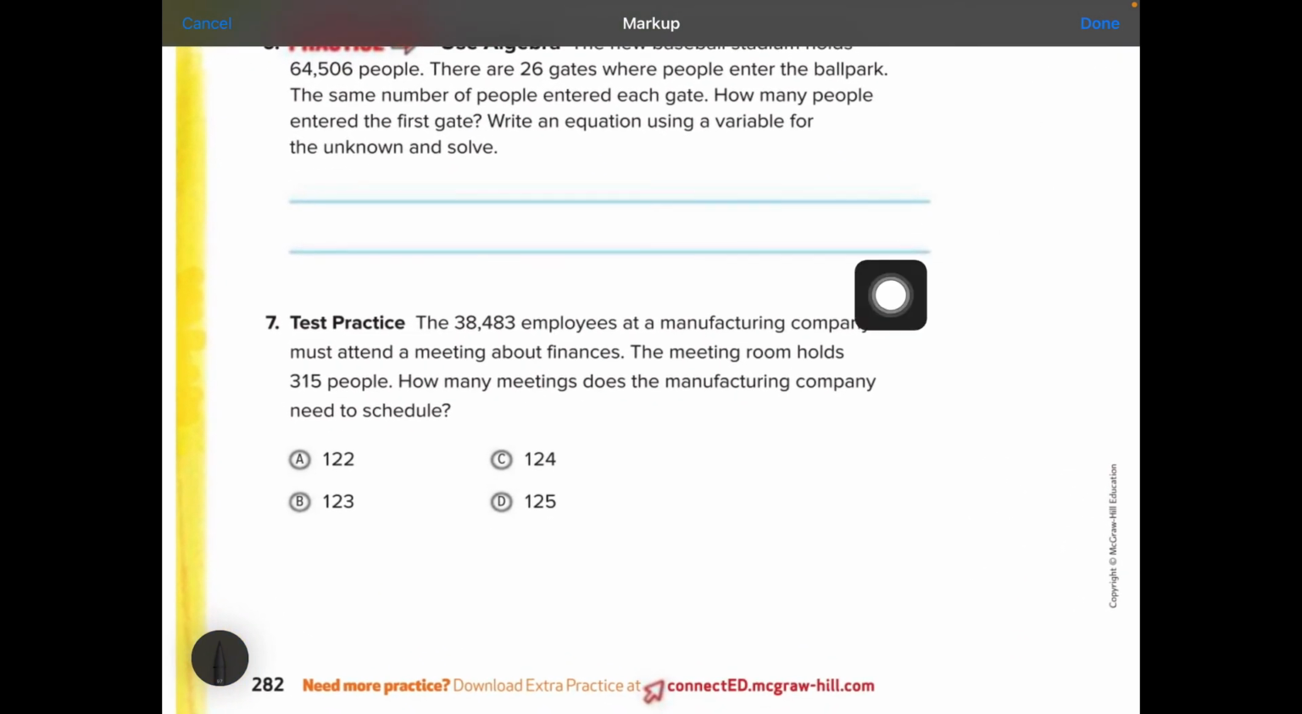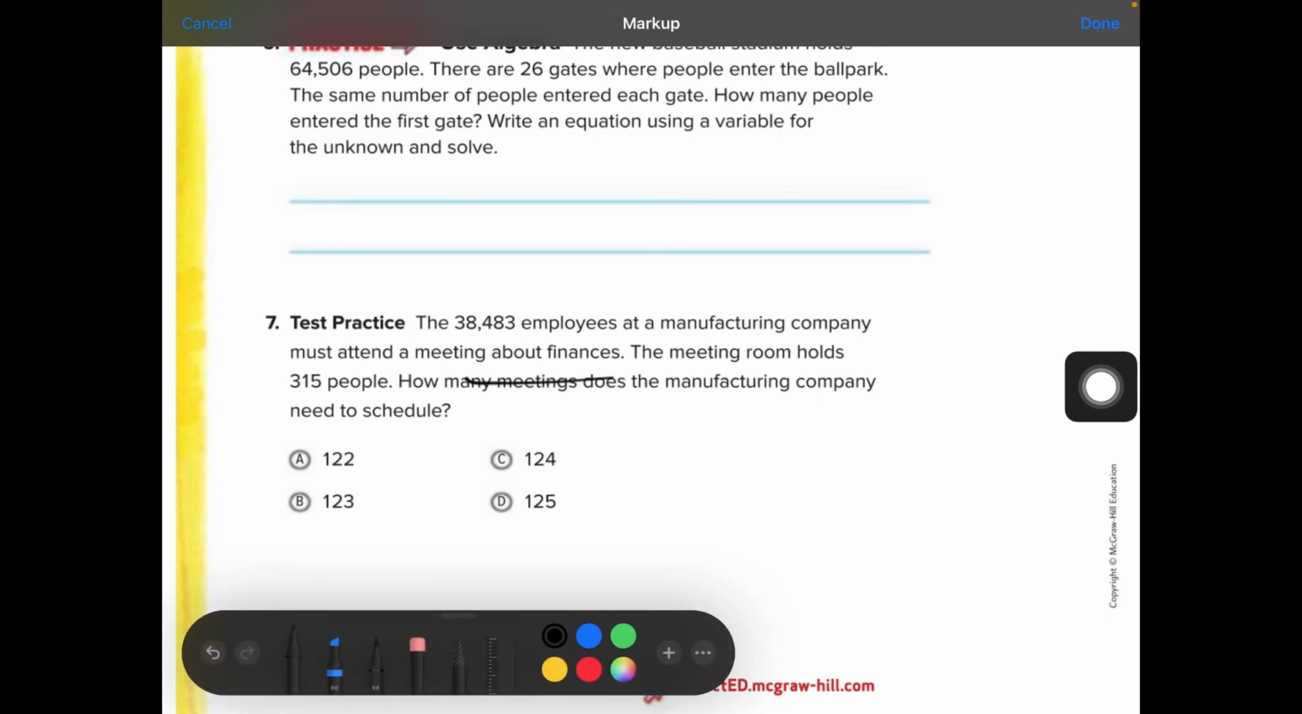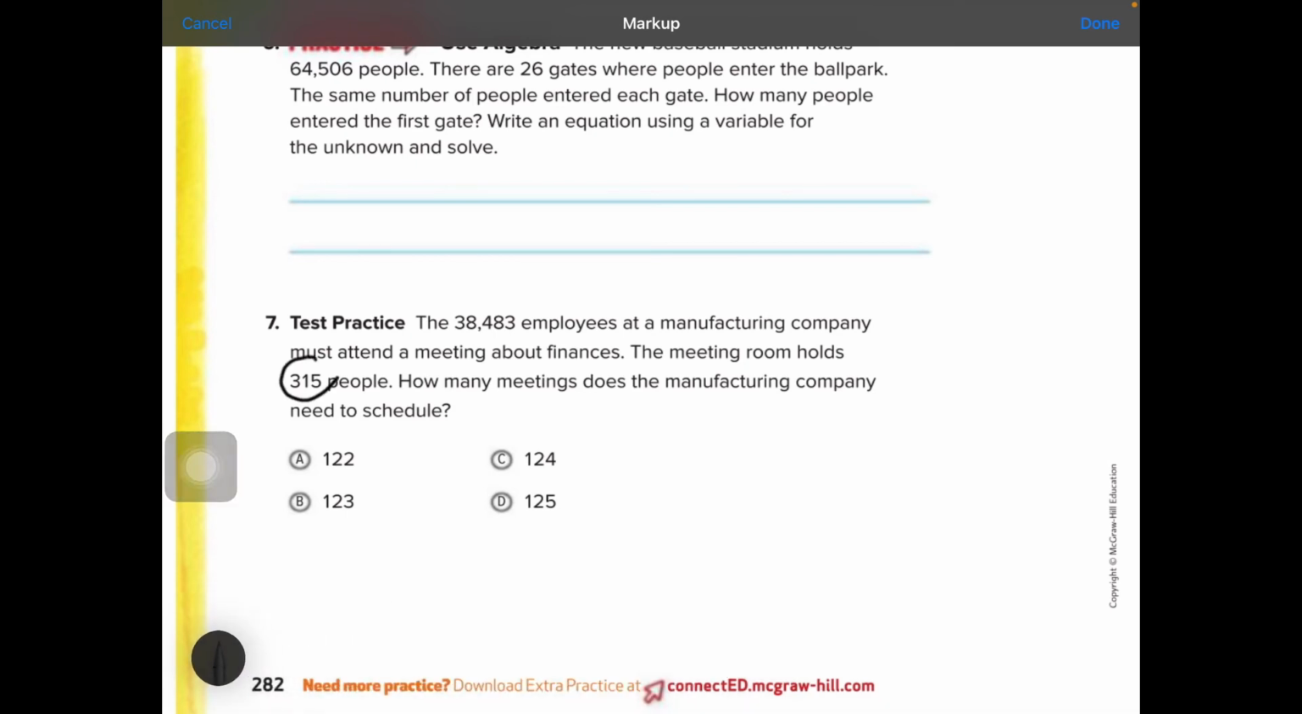Okay, that was 5. Let's go down to 7. So we're going to skip 6. Here we go. The 38,483 employees at the manufacturing company must attend a meeting about finances. The meeting room holds 315 people. How many meetings does the manufacturing company need to schedule? Pretty much they just want to see if you can figure out which number goes under the division bracket and which one goes out. Here's our 2 important numbers.